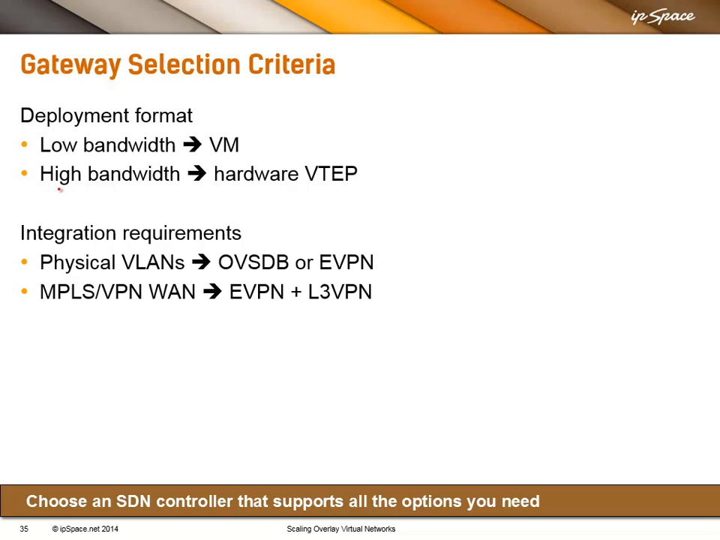Finally, if you want to integrate straight with the MPLS VPN WAN, for example, you're an MPLS VPN service provider and now you want to offer cloud services, then you should look for an SDN controller and the hardware gateway that can support either EVPN or layer 3 VPN, depending on what services you want to offer. In any case, based on your decision on the services you want to offer to your customers, you should choose an SDN controller that will eventually support all the options that you need.